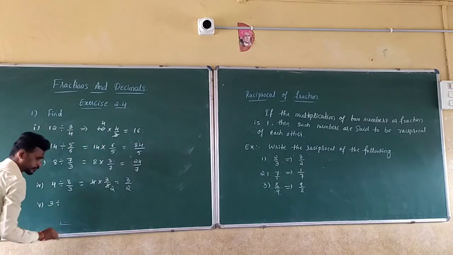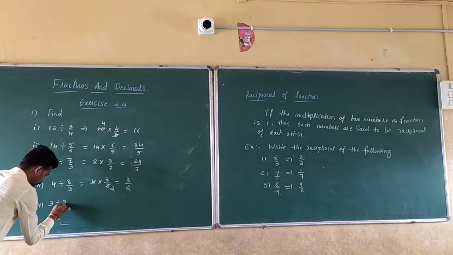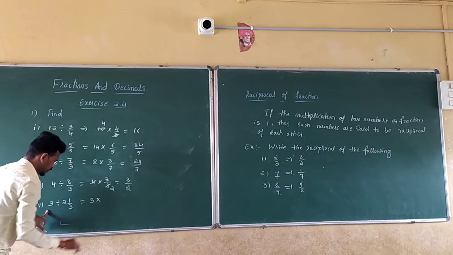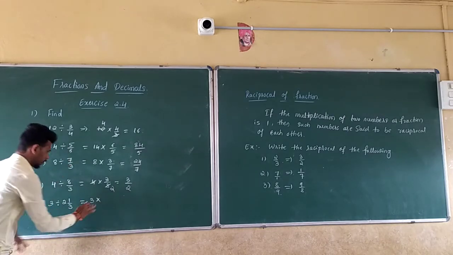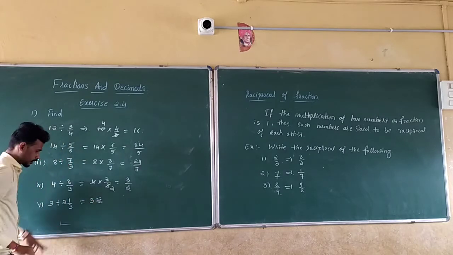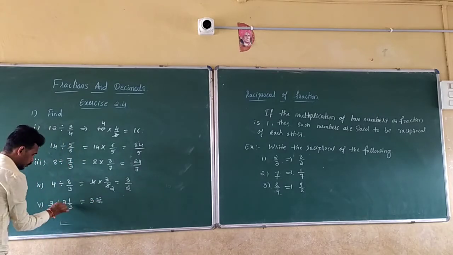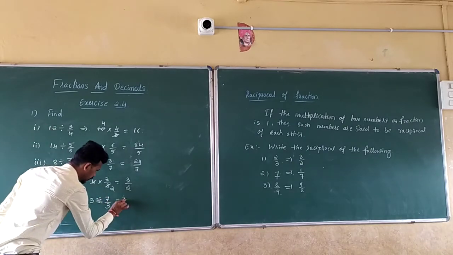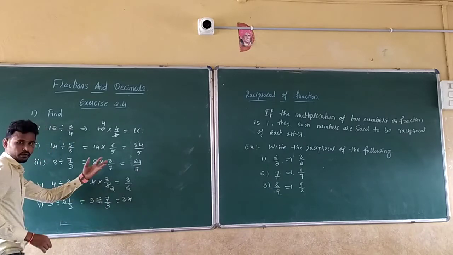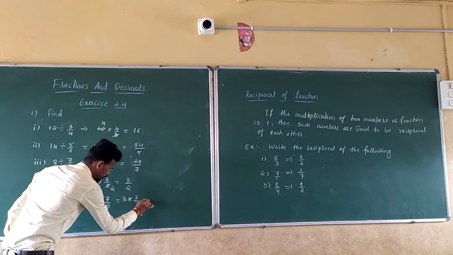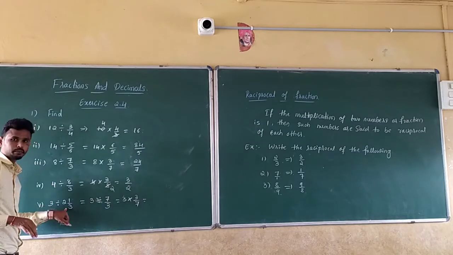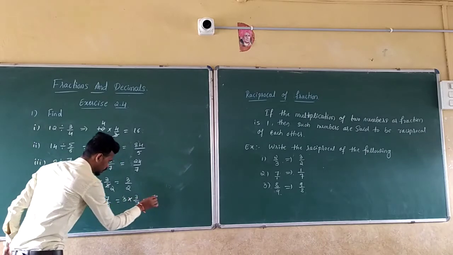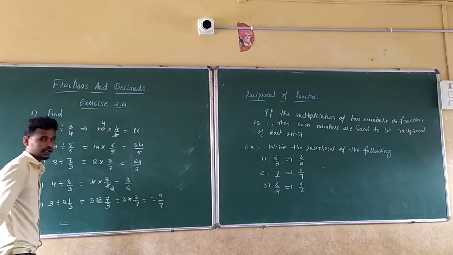Next, fifth one, 3 divided by 2 integer 1 by 3. Keep the first number the same as it is, and convert this one first into an improper fraction. 3 twos are 6, 6 plus 1, 7, so 7 by 3. The sign will change to multiplication, and it will become reversed, that is 3 by 7. So if a mixed fraction is given, first convert that into an improper fraction. So what is the answer now? 3 threes are 9. So 9 by 7.